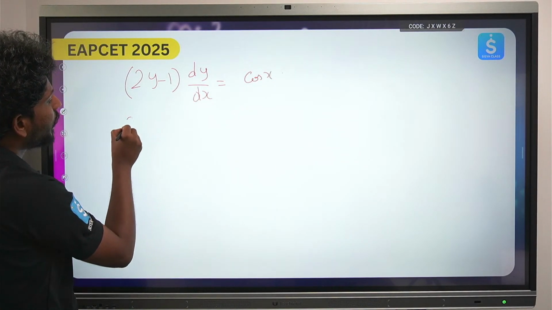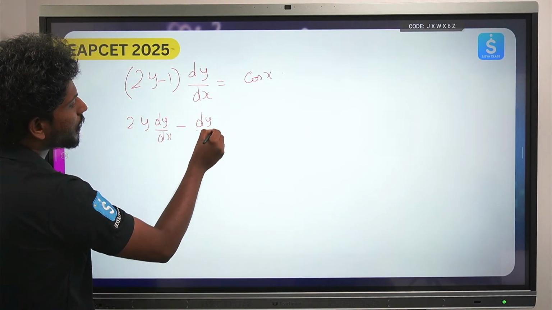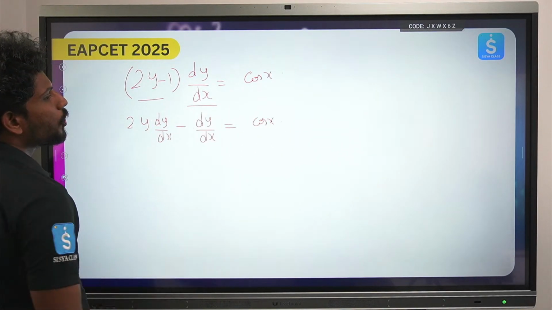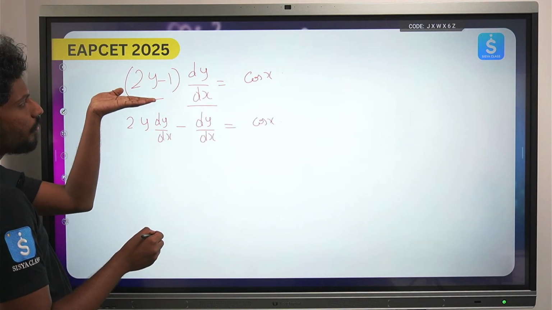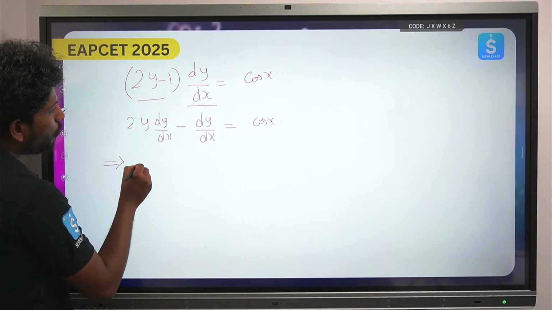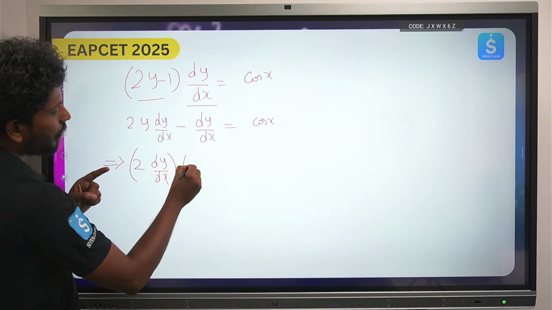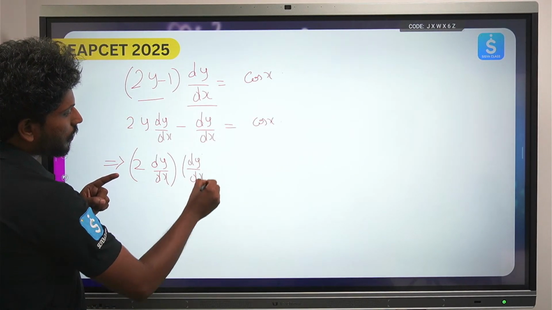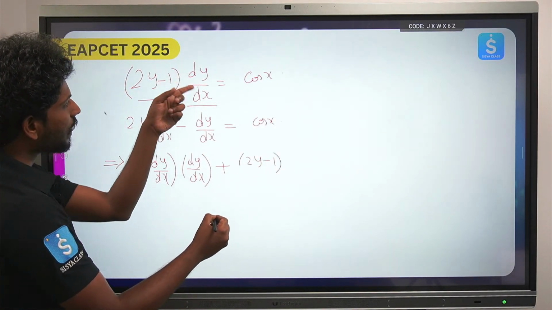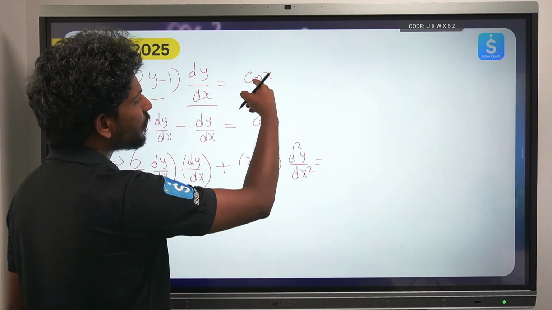Okay, so I can write this as 2y into dy by dx minus dy by dx is equal to cos x. Here I can apply the uv rule. First I differentiate 2y minus 1 and keep the other factor intact. So this becomes 2 into dy by dx into dy by dx, plus 2y minus 1 kept the same and differentiated again, which becomes d square y by dx square, is equal to the differentiation of cos x.